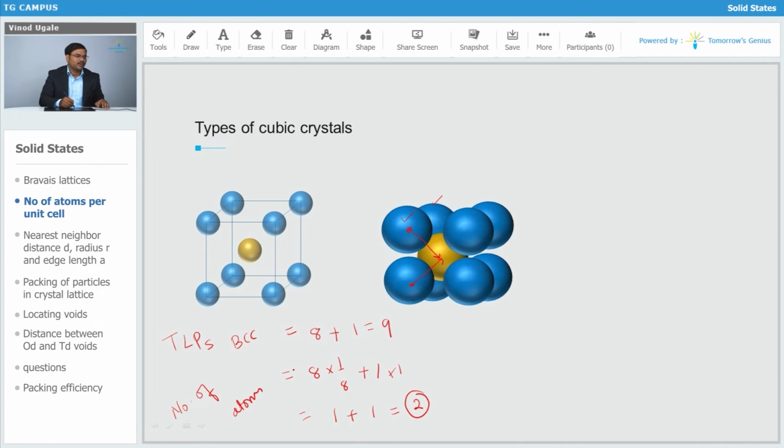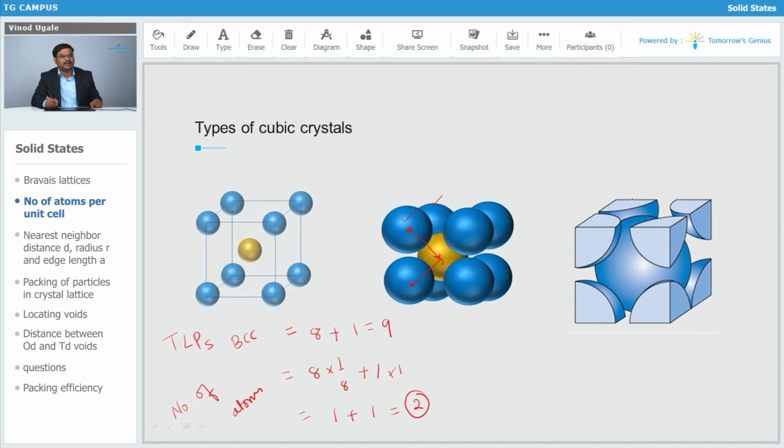So if you want to see the 2 atoms only, the only share, the only contribution which is dedicated to one unit cell, that can be seen like this. These are 1/8 parts, every 1/8 part at the corner, and this is a single one atom. So at corners 1, body 1, in total you are going to have 2 atoms. So Z is equal to 2 for the body center type of unit cell.